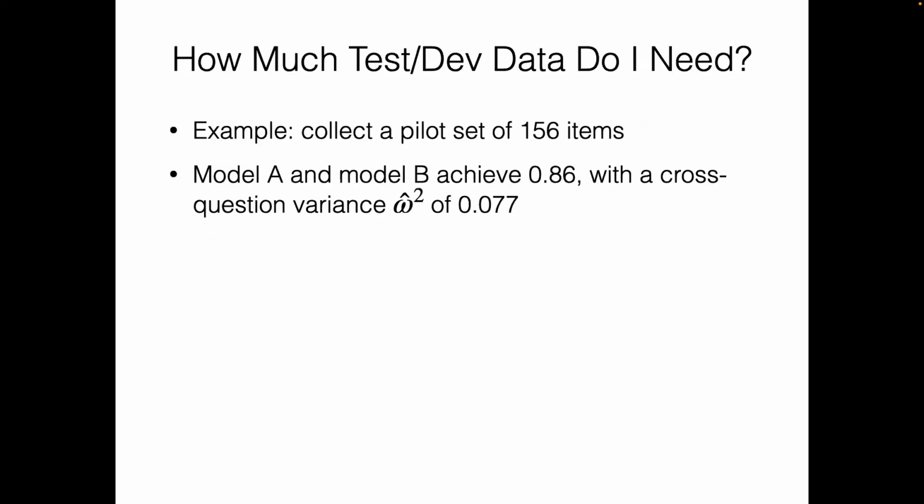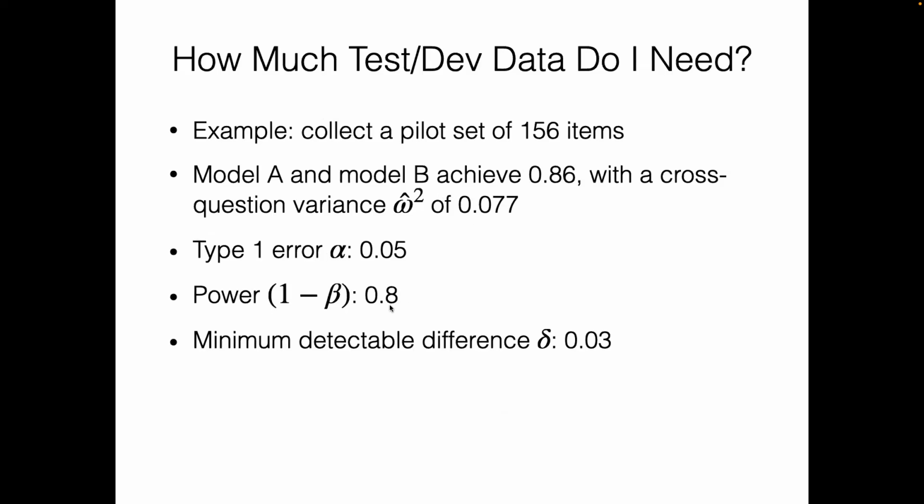So let's say we collect a pilot set and it's equal to the size of human eval. And again, our models achieve similar performance, and this is the variance we got. Then if we want this power level and this significance, and if we want to detect a difference of 0.03, then if we use this formula, it says that we basically need a data set of size 674.